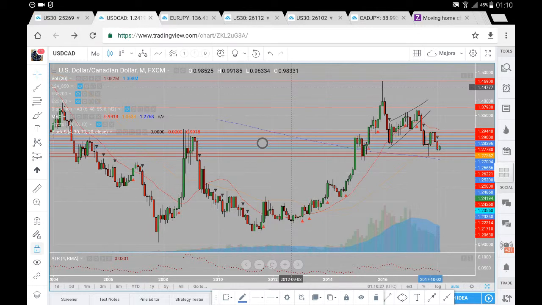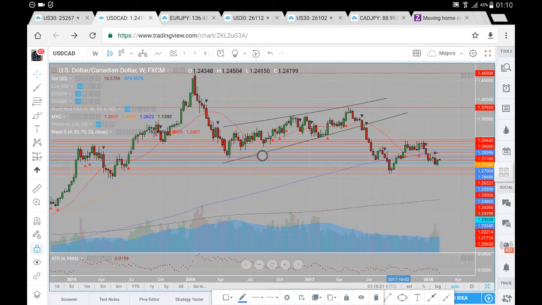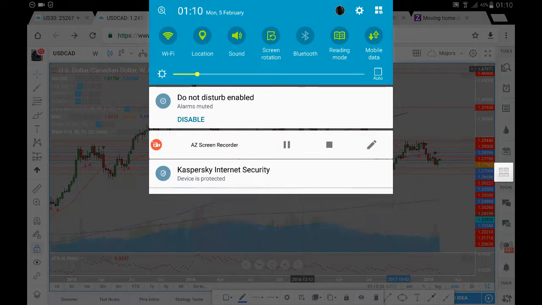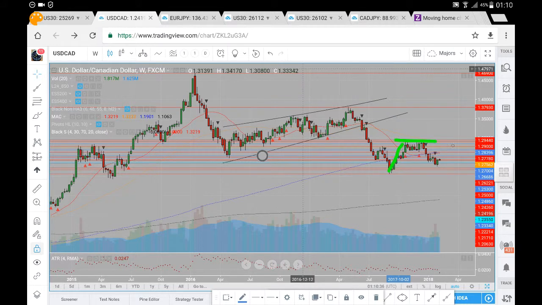Now, if we head over to the weekly chart, we can see we've had this move upwards, went into a bit of a consolidation, and then broke down. We've now tested these lows around 126.3. Last week was a pretty strong bullish week, closing near the highs. But overall, this most recent trend does appear to be to the downside. So possibly we need to see a higher low before looking for further upside continuation on the US dollar CAD.